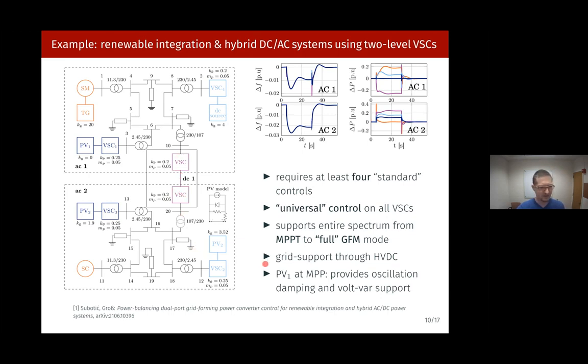So just to give an example, this PV1 here is operating at the maximum power point, and that's corresponding to the dark blue line here. And you see the moment you put a load step on the system, this doesn't really respond. Whereas some of the other devices increase their power injection, or here, this is the HVDC, it's decreasing what's flowing across the HVDC.